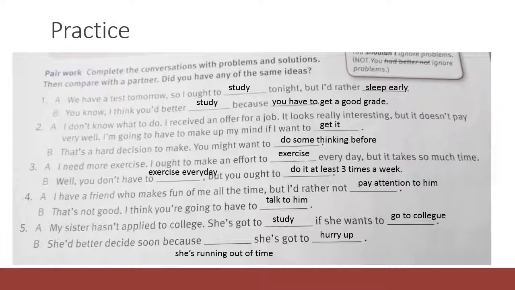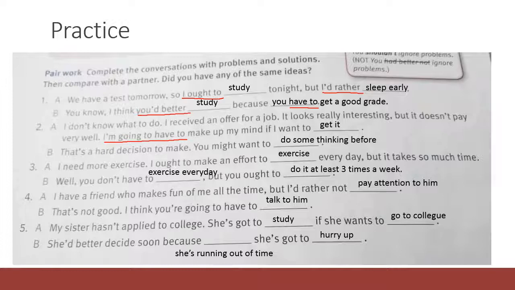So in the first one, it says we have a test tomorrow, so I ought to study tonight. Here we have I ought to for advice, and I'd rather sleep early for preference. I think you'd better study, advice, because you have to get a good grade. Have to, necessity. I don't know what to do. I received an offer for a job. It looks really interesting, but it doesn't pay very well. I'm going to have to make, here is the other structure, I'm going to have to make up my mind if I want to get it.